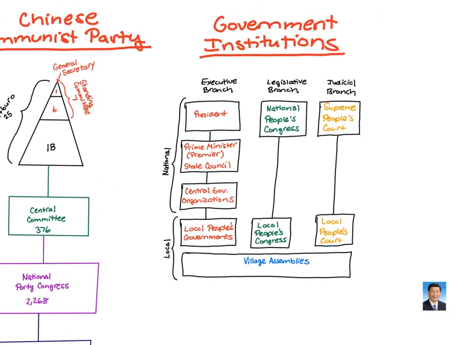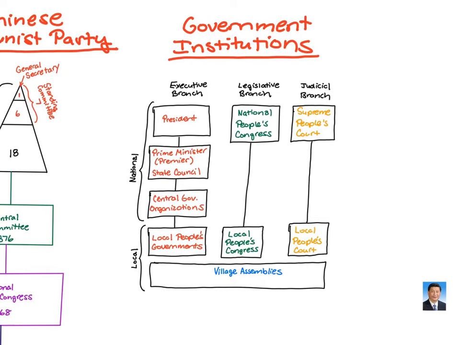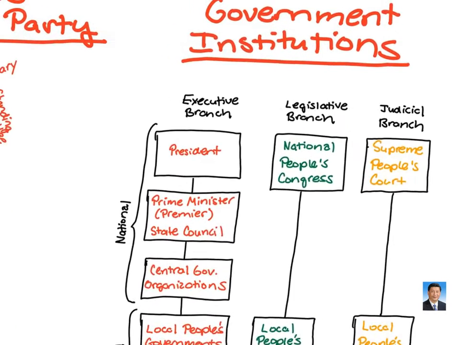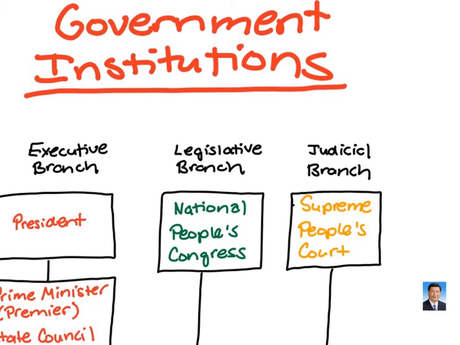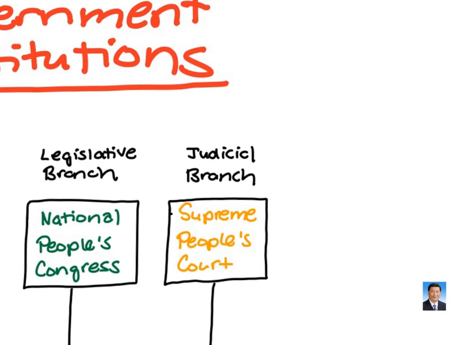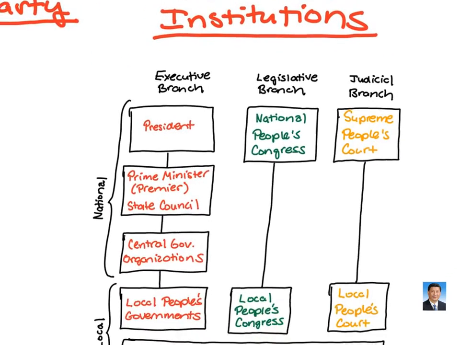So let's zoom in over here on the government institutions, and you see that the government institutions are broken up just like they are in the United States or Great Britain or even Russia, between an executive branch whose job it is to execute laws, to carry out policy, the legislative branch whose job it is to create laws, and the judicial branch, of course, which oversees the judicial system or the court system. So let's first look at the executive branch.